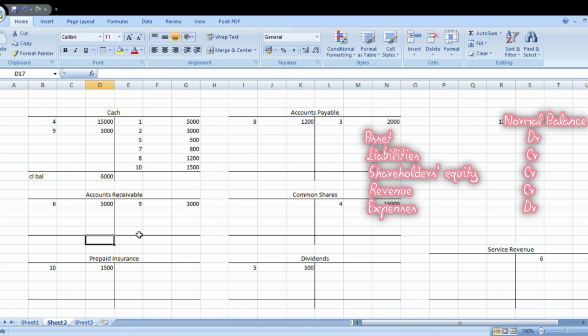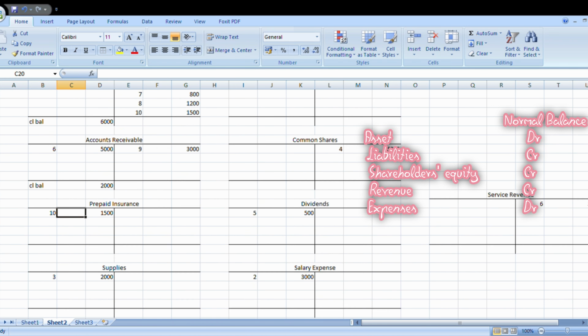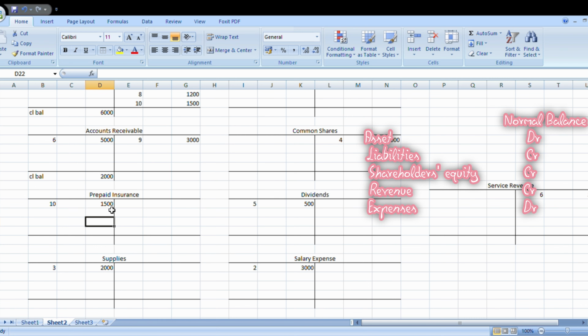Okay, see, accounts receivable, here also you will see that this debit side is greater by how much amount? 2000. So you will write 2000 here and you will write the date as in closing balance I'm writing, but you can write the date 31st December or whatever the question is telling you. Now prepaid insurance, we do not have to write closing balance here. It's because you're not having any balance on the credit side, so it is assumed that this is the closing balance 1500 on the debit side. Why? Because this is an asset. Assets always normally have debit balance.